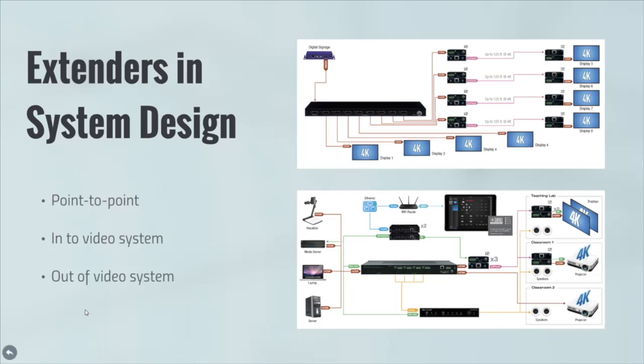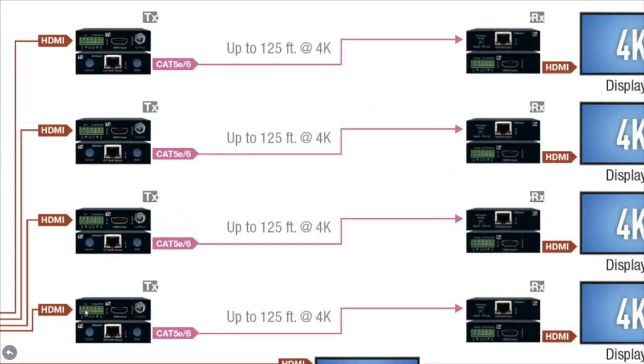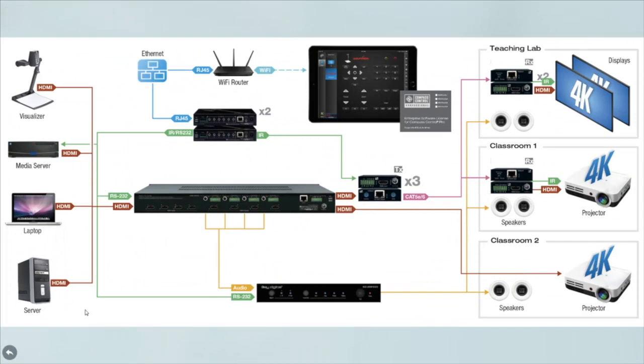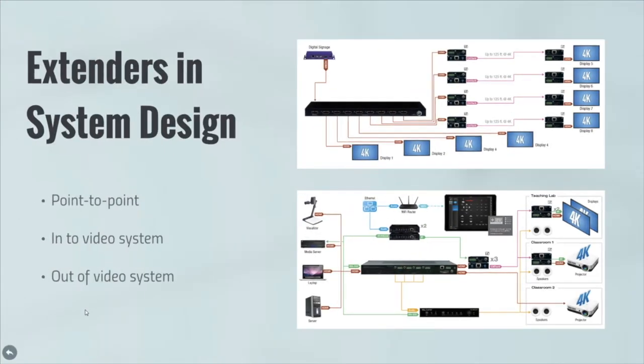Are you going into a video system or a video switcher from a source? Or perhaps you're going out of a video system. If so, it is very common to use an HDBaseT set to send that HDMI to the displays, allowing you to cover great distances. HDBaseT transmit and receive sets are an economic way to go out of video matrices to send HDMI and IR or RS-232 to the connected display.